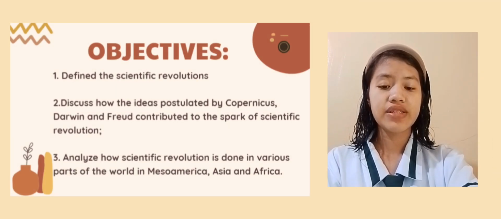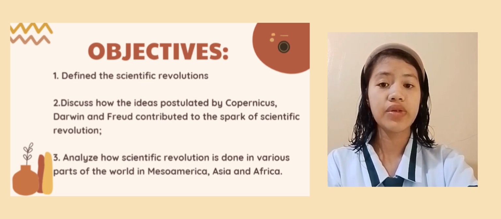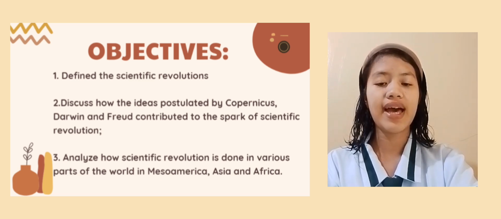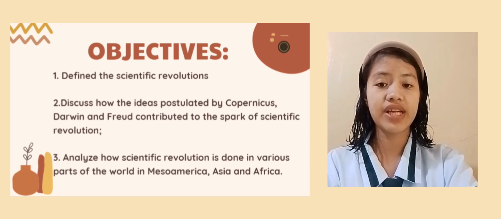The learning outcomes of this lesson: number 1, define the scientific revolution. Number 2, discuss how the ideas postulated by Copernicus, Darwin, and Freud contributed to the spark of the scientific revolution. And number 3, analyze how the scientific revolution took place in various parts of the world, in Mesoamerica, Asia, and Africa.